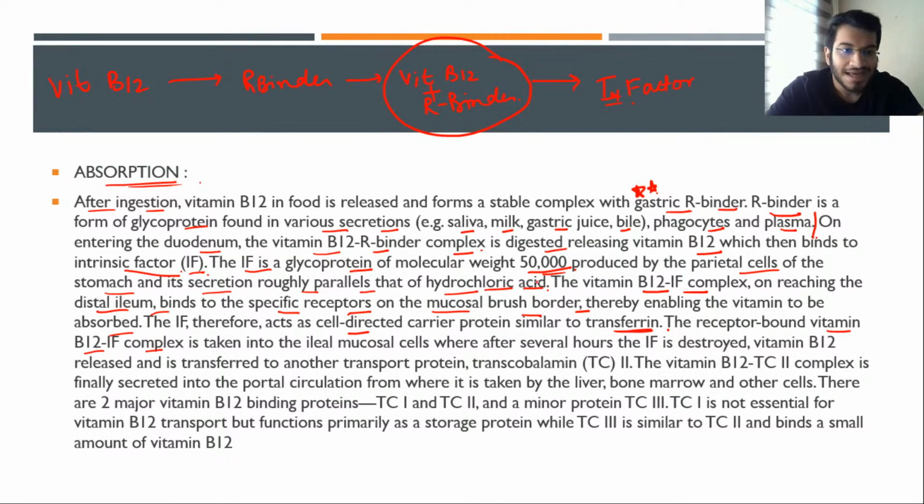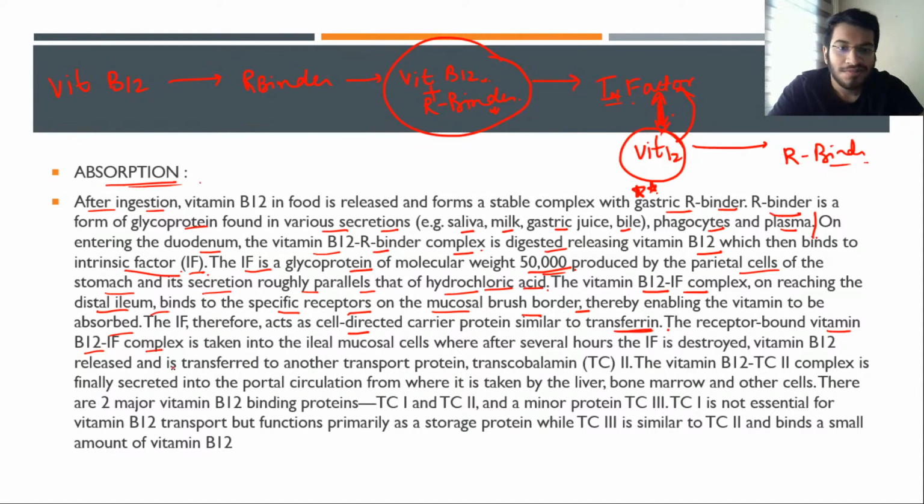देखो अब क्या है, receptor bound vitamin, जो R binder के साथ वाइटामिन B12 बाइंड हो चुका था, इंट्रिंसिक फैक्टर के पास आया, इंट्रिंसिक फैक्टर ने वाइटामिन B12 को extract कर लिया और R binder को छोड़ दिया, right. So intrinsic factor और vitamin B12 दोनों साथ साथ आ गए अब, right.